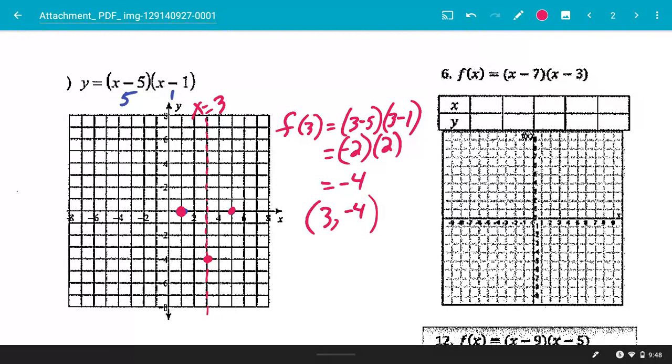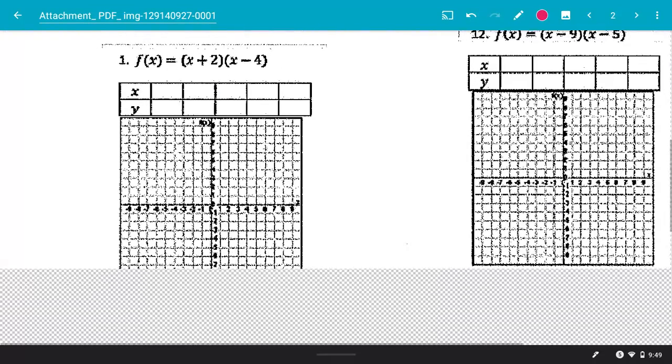3, negative 4. Do I really need any other points? No. But I could use my A and go up 1, over 1, up 1, over 1. And then I got more points. The more points, the better. I don't have to have more because I know we're dealing with a parabola and all that good stuff. But there you go. Next problem.